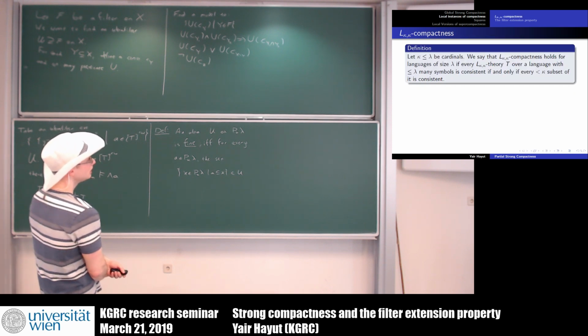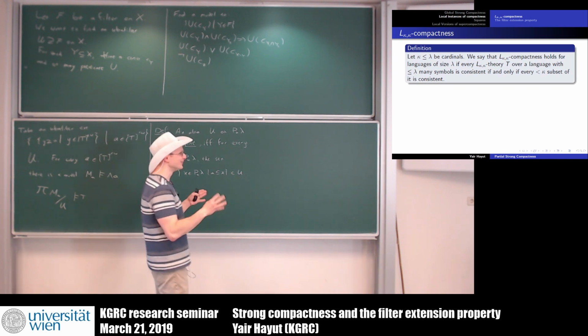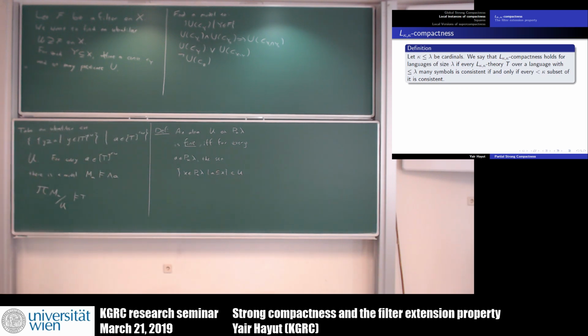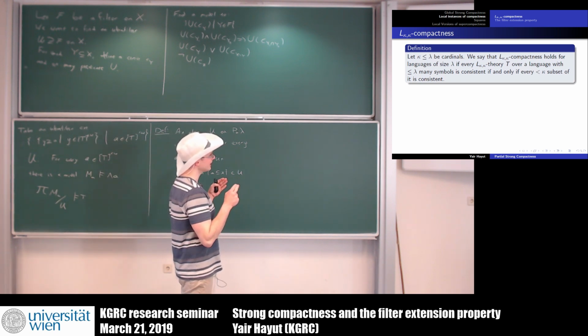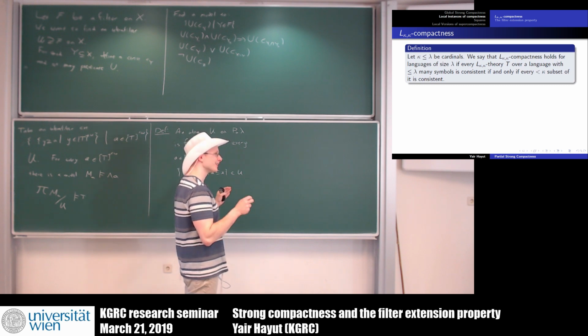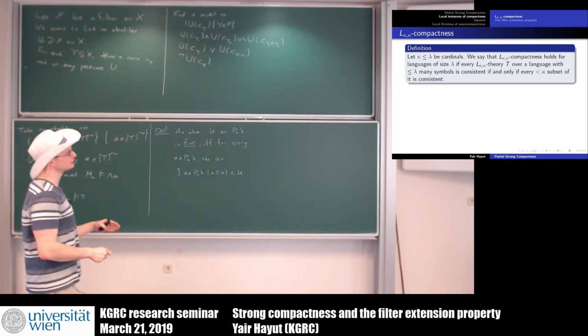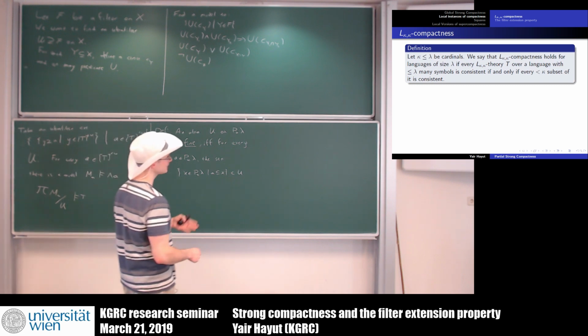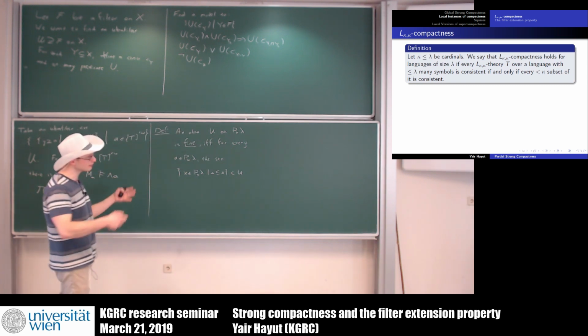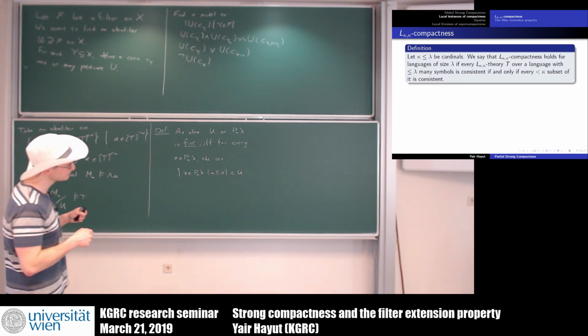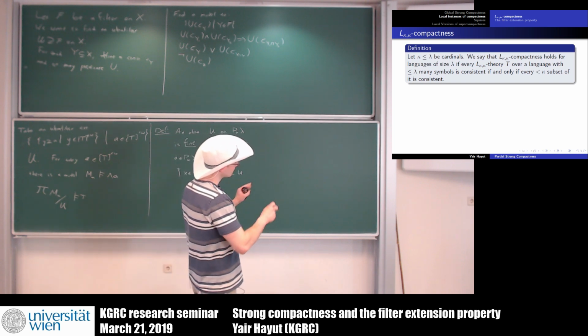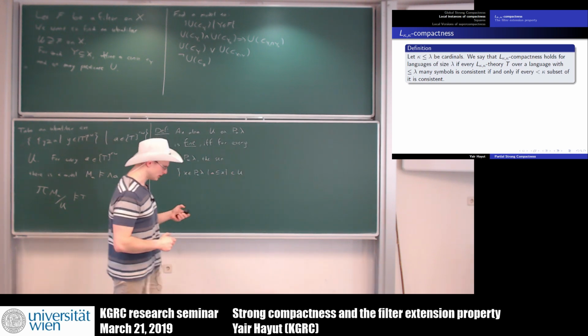Okay, so we need some way to express this. Let's fix two cardinals, κ and λ, and we say that L_{κκ} compactness holds for languages of size λ if every L_{κκ} theory T over a language with at most λ many symbols satisfies compactness: it is consistent if and only if every fragment of it of size strictly less than κ is consistent. Let's focus for a moment on this principle.